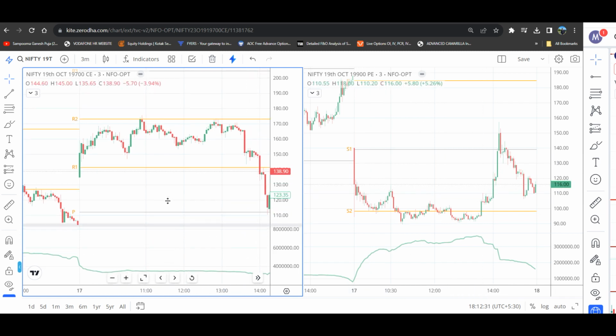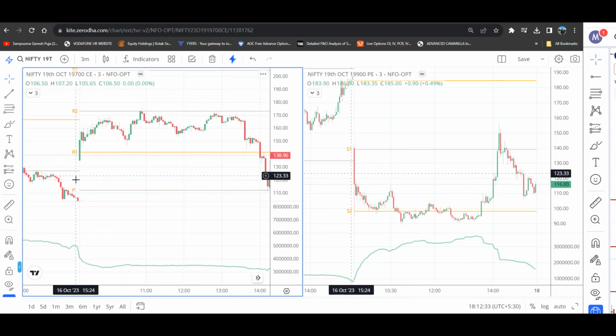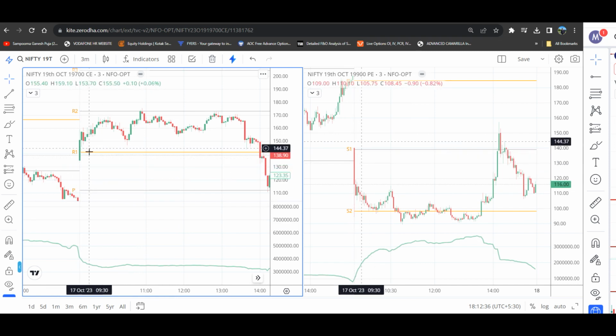So today's market, if you really observe, the Nifty 700 call opened exactly at R1. I'm using a 3 minute chart right now. So it opened exactly at R1. We have a strong entry in case somebody is an opening trader and wants to quickly do some trades. R1 is basically very positive, so it will open at R1.